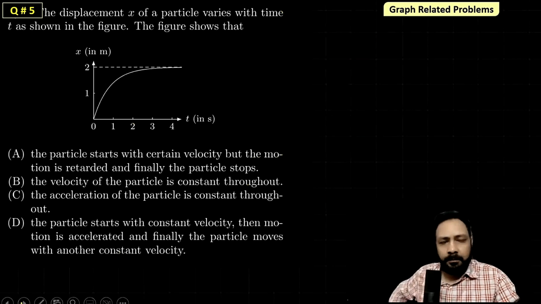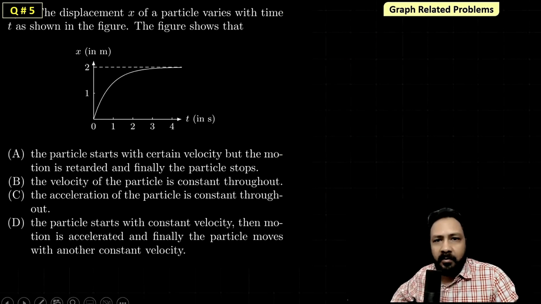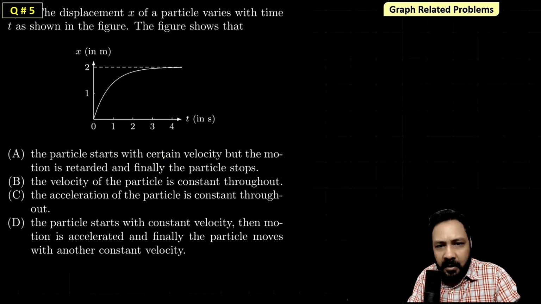And next question. Here a displacement time graph of a particle is shown. We have to see each option one by one. Option A says the particle starts with a certain velocity, but the motion is retarded and finally the particle stops.